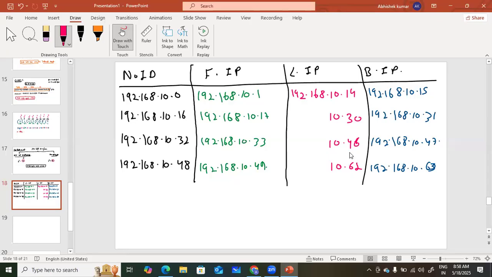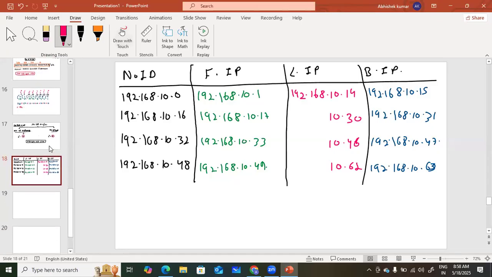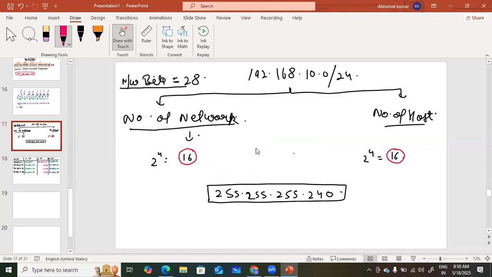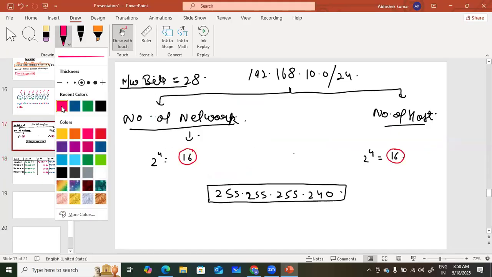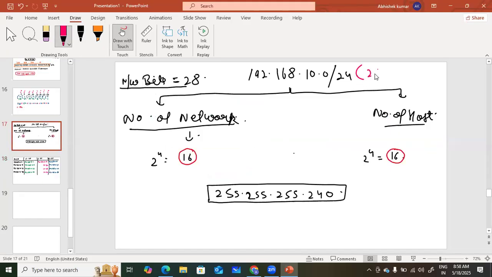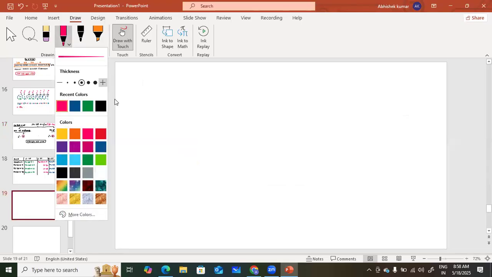So I'm going to start with class C. Sorry, class B. If you ever get network bits starting from 25 and going till 30, you have to work for a class C subnet. Now let's start for class B.